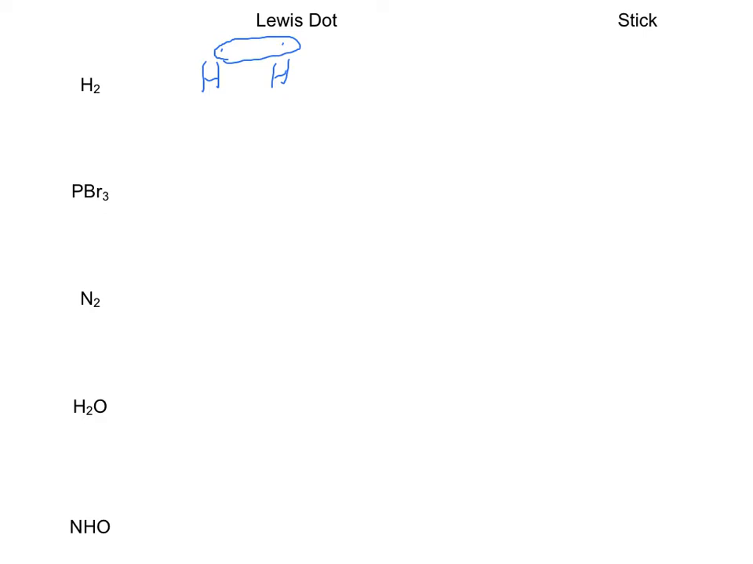An alternate way of drawing this is by using a stick diagram. I draw my atoms, and I put in a stick for every bonding pair.